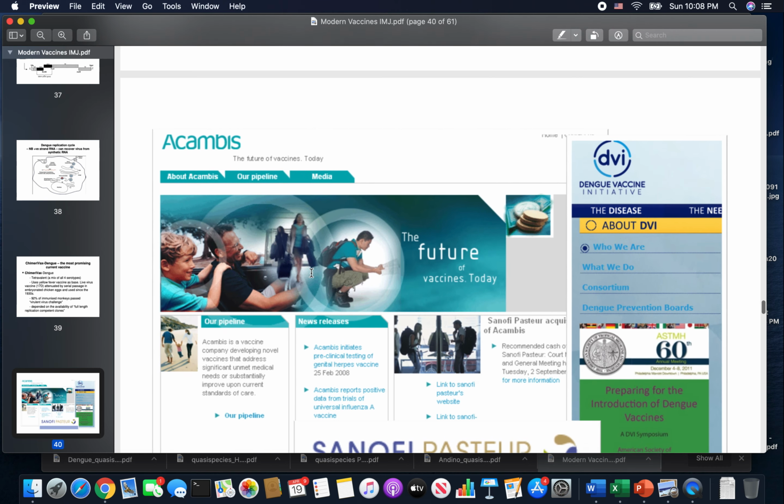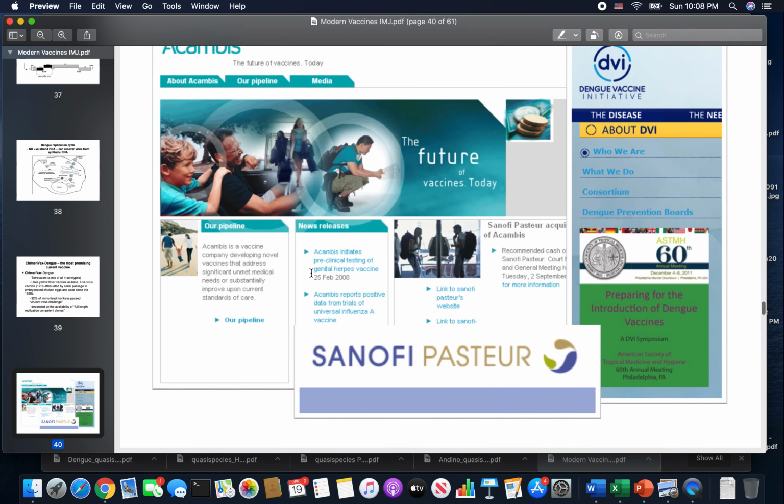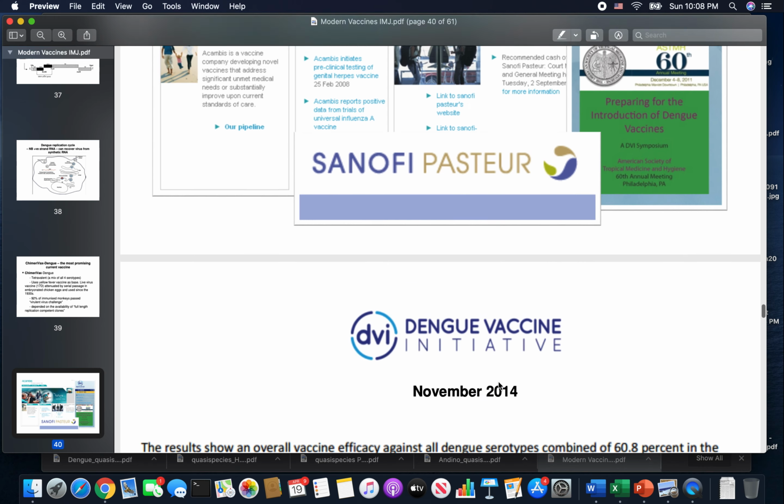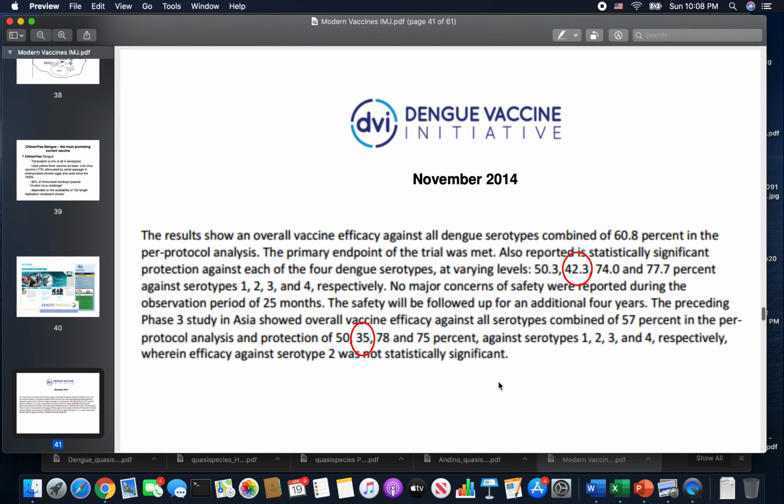And so they said, all right, let's start rolling this thing out. Sanofi Pasteur were the big producer that acquired the little place that made this, and they were the ones that were going to roll this thing out.